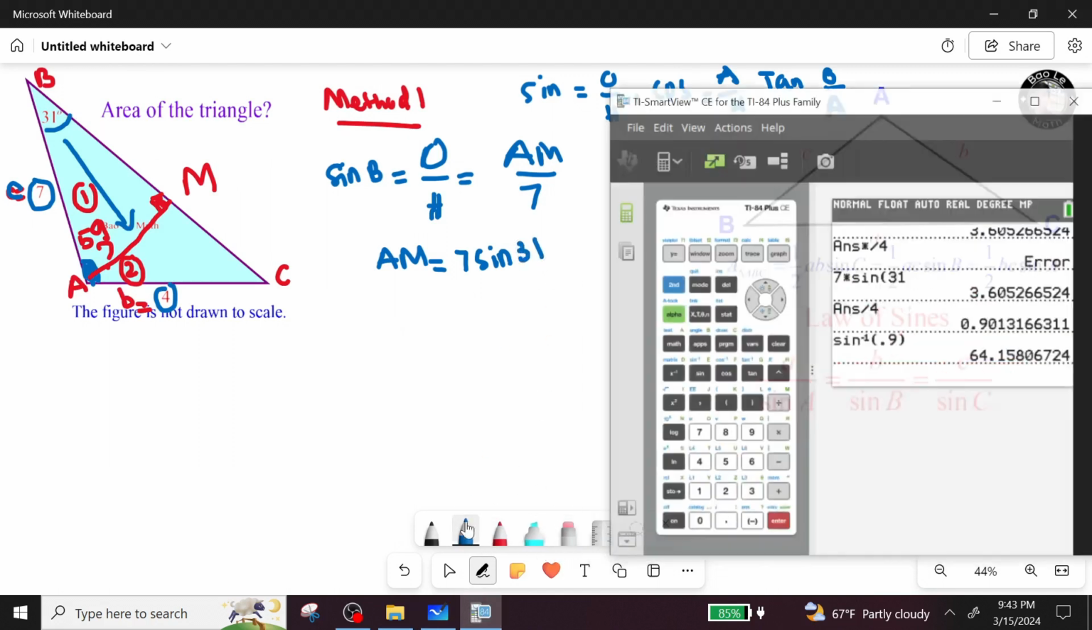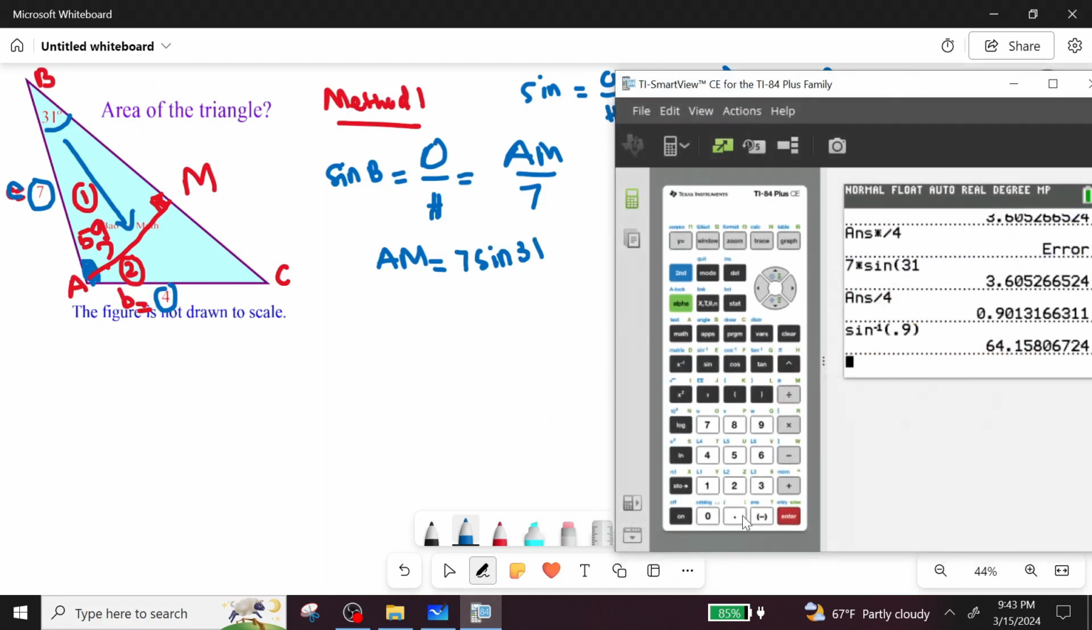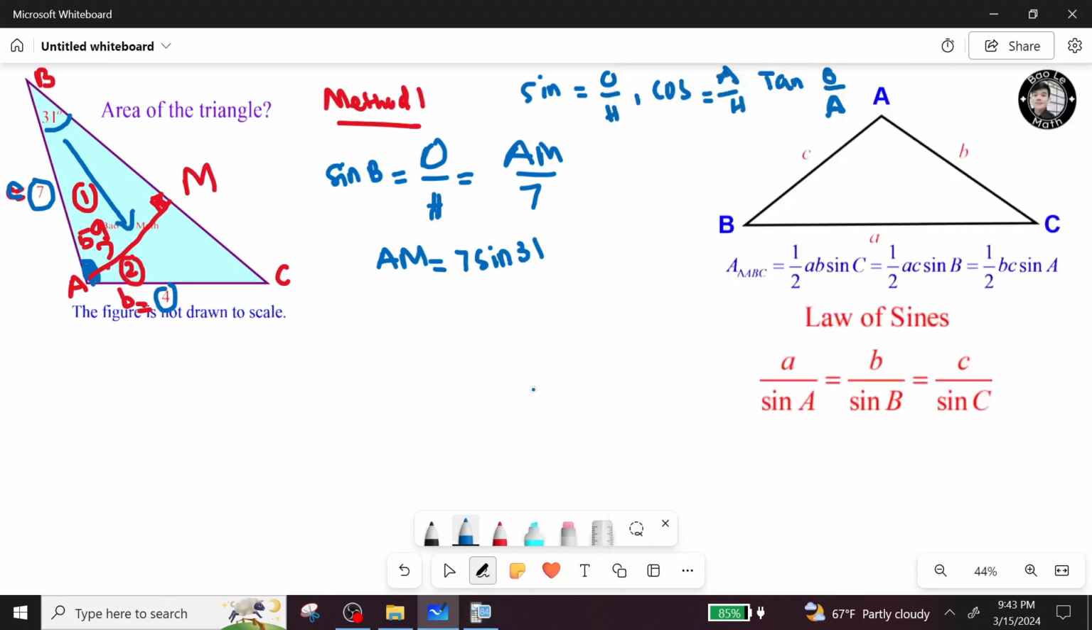Alright, bring up the calculator. AM equals 7 times sine 31. The answer should be 3.6, right? This is 3.6.